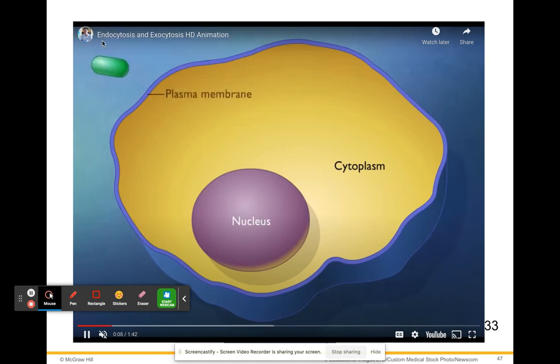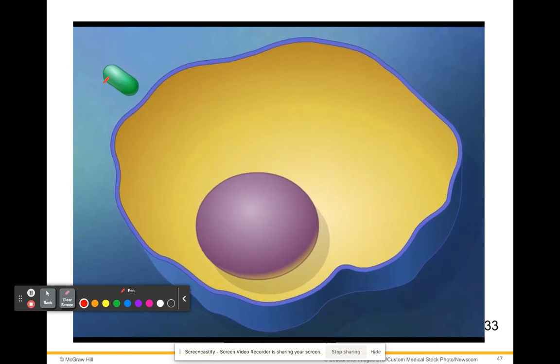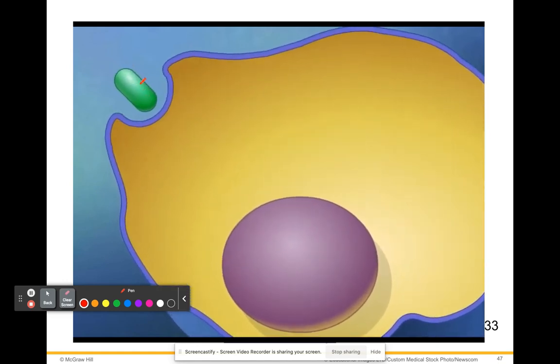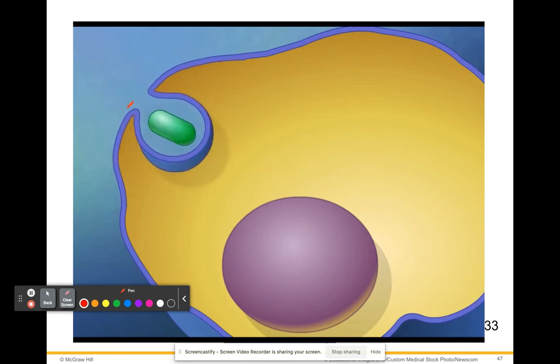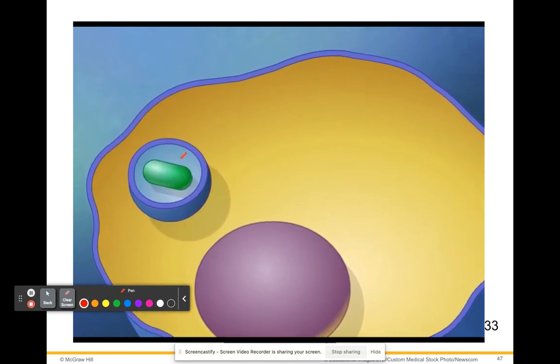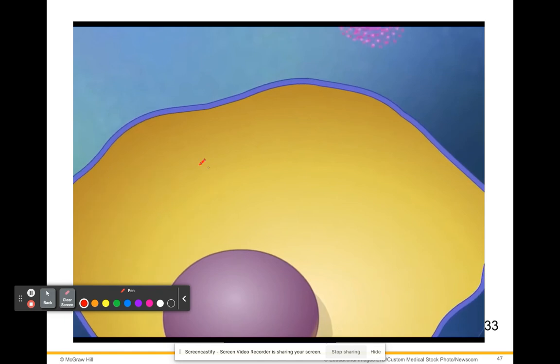And we have a solid particle that we want to bring in, right? So this is phagocytosis. And this particular cell is going to be engulfed by the cell membrane of this cell. This could be a white blood cell. White blood cells do this all the time, right? So this is phagocytosis, a type of endocytosis, happening in this white blood cell. And the membrane will surround it until it completely forms a vesicle around it. Now, this vesicle could be used for something else.